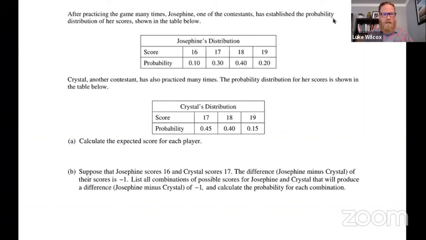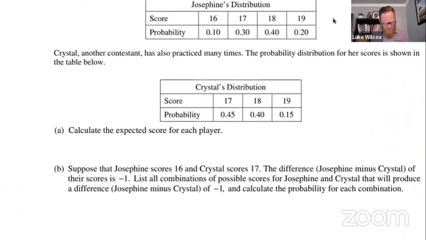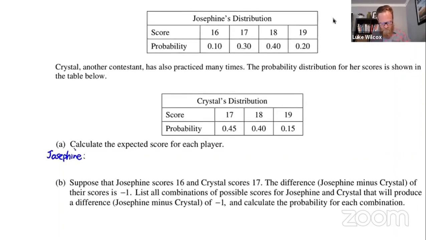Part A, calculate the expected score for each player. Okay, I'm going to start by calculating the expected score for Josephine. What we have here is Josephine's distribution. We could think of this as being a random variable X, and this as being the probability of each one of those values. We know that we can calculate the mean, and I'm going to call it mean sub j, by taking the sum of all of the X values and multiplying them by their respective probabilities.